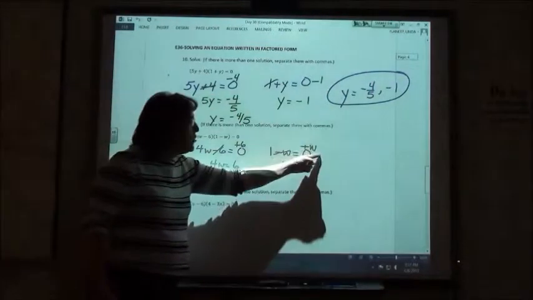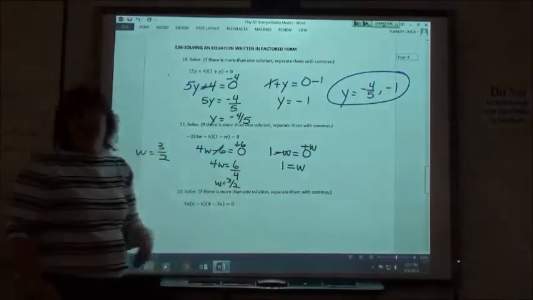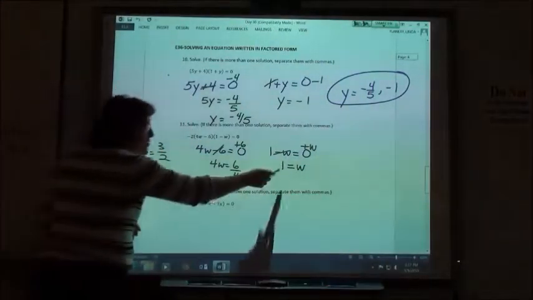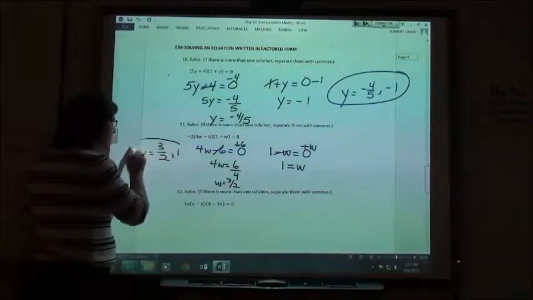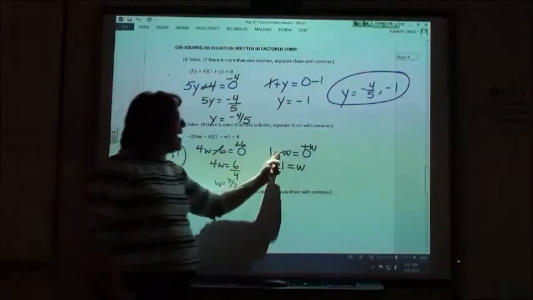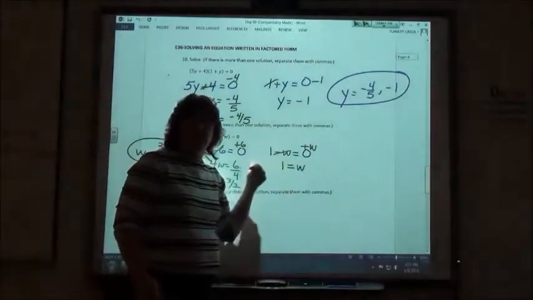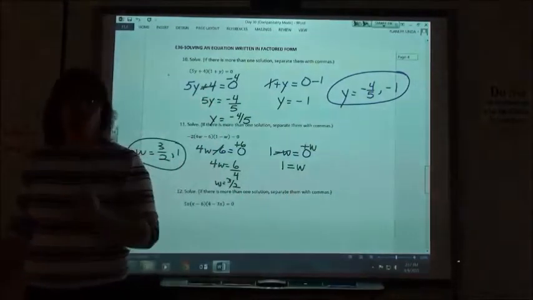Otherwise, if you minus 1 and divide by negative 1, negative divided by a negative gives you a positive, and I get the same answer. But just a little shortcut there. If you have the minus w, move the w instead of moving the number. Going to make your solving a little quicker.